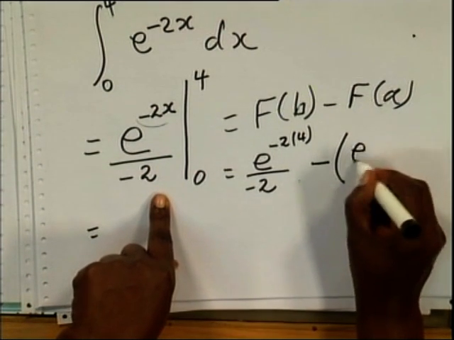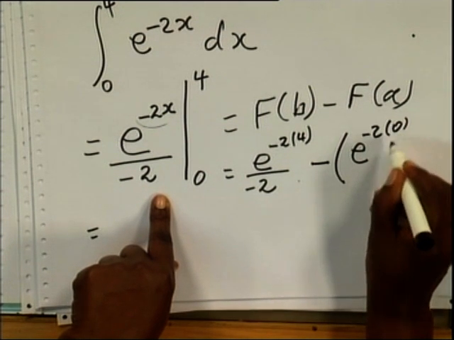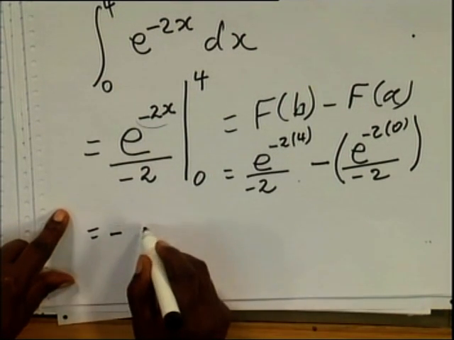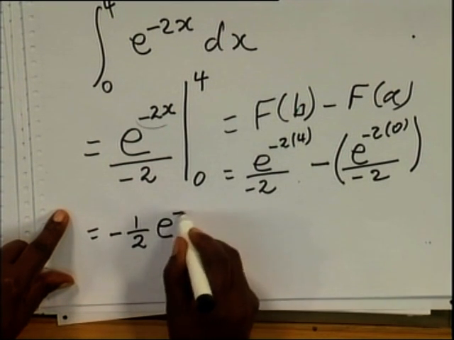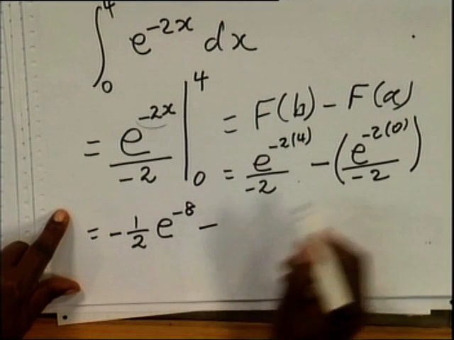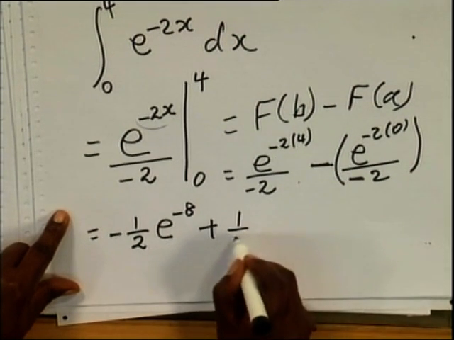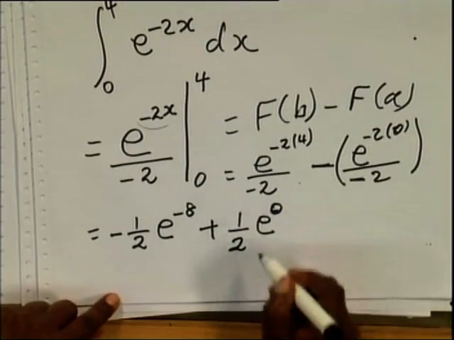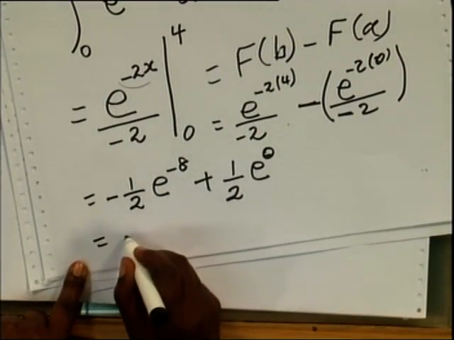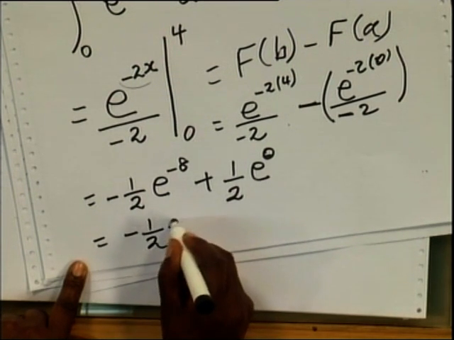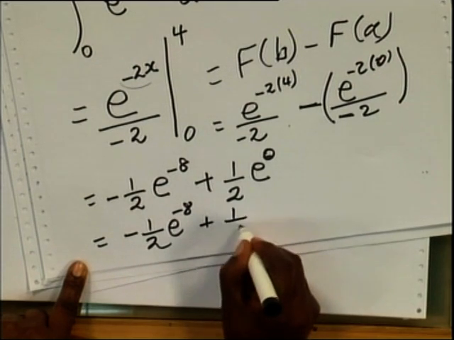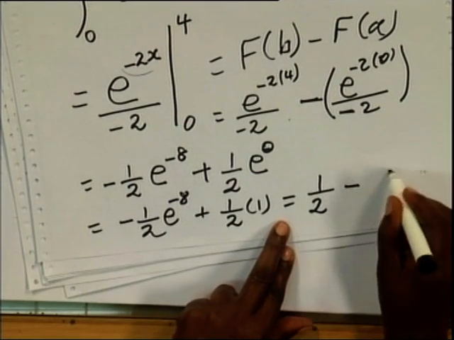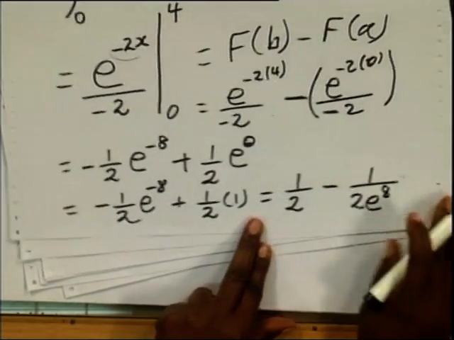which is e to the power minus 2 times 0, all over minus 2. Now, if I simplify here, I'm going to have minus 1 over 2 e to the power minus 8, isn't it? Plus, minus and minus here becomes plus 1 over 2 e to the power 0, because minus 2 times 0 is 0. So here my answer will be minus 1 over 2 e to the power minus 8 plus 1 over 2 times 1. So I can say a half minus 1 over 2 e to the power minus 8, if you want to simplify.